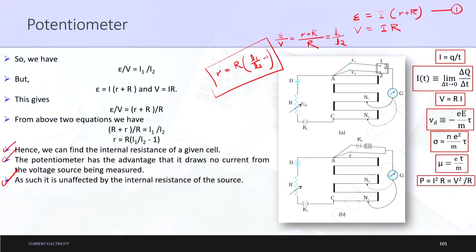So that is the end of current electricity. Let me stop this lecture here. In the next part I will start with the summary, just to explain the potentiometer again, so that I will end it nicely.